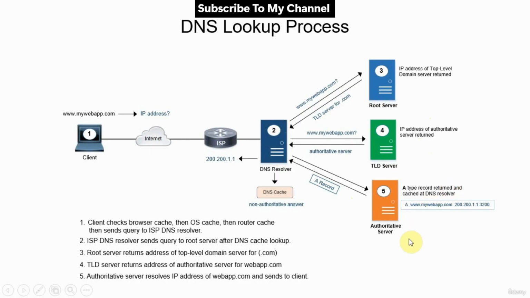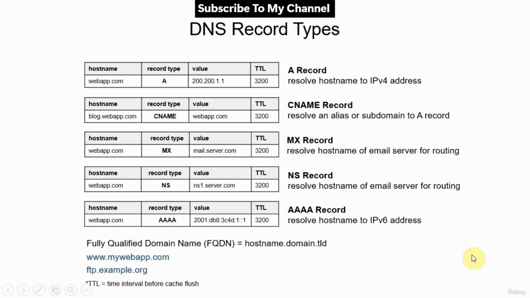So the A-type record is actually at the authoritative server, and it knows what mywebapp.com is. So it'll actually send back the A record, this 200.2.11, to the resolver. It'll put it in the DNS cache and send it back to the client. So basically, you go to the root server first for the .com, and then you go to the top level domain, that's what our .com is for MyWebApp, and then it'll go back to the authoritative server for the full address and send back the A record. That's basically all there is to it.